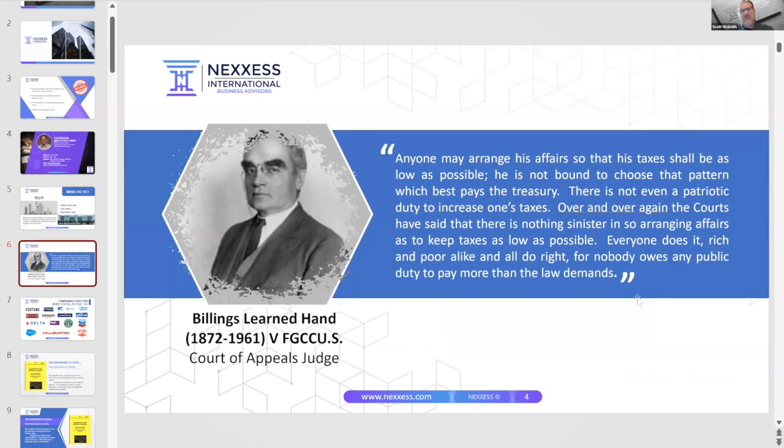So I like to share a quote with everyone. Billings Hand, he's a judge, Court of Appeals: Anyone can arrange their affairs so their taxes are as low as possible. They're not bound to choose the pattern which best pays the Treasury. You can look up this quote. I'm not going to read it all, but just remember, you do not have to use the pattern which best pays the Treasury. This came from a judge.